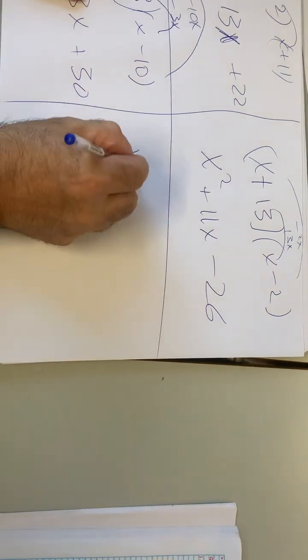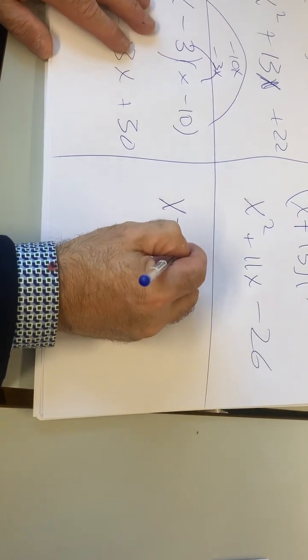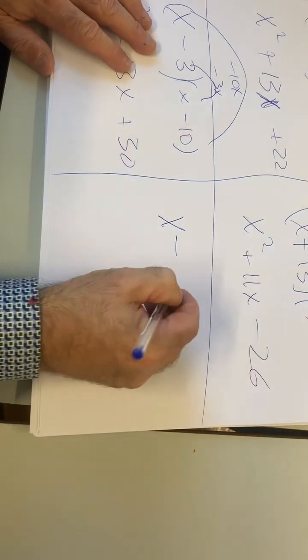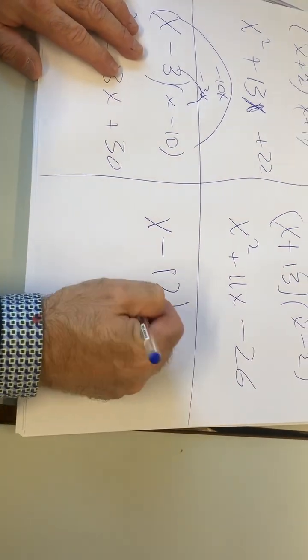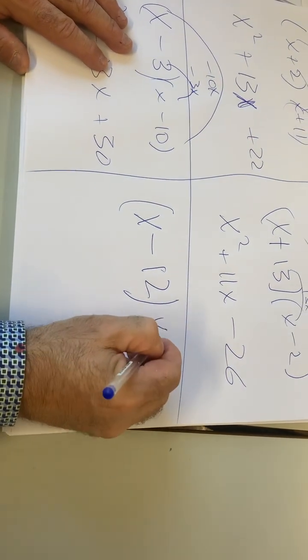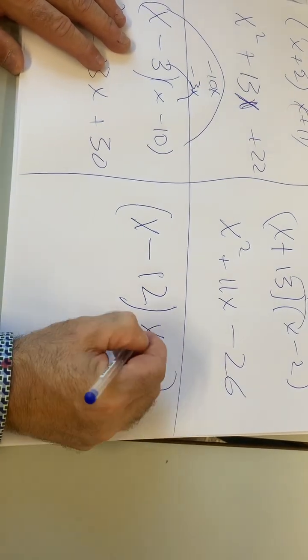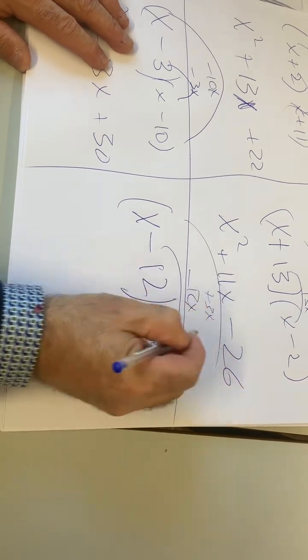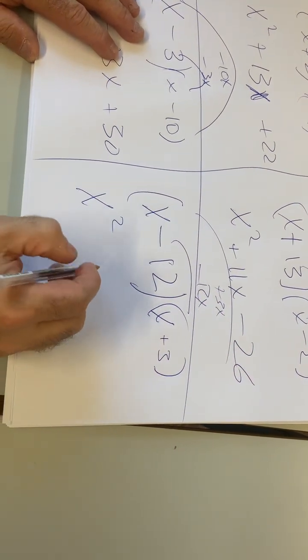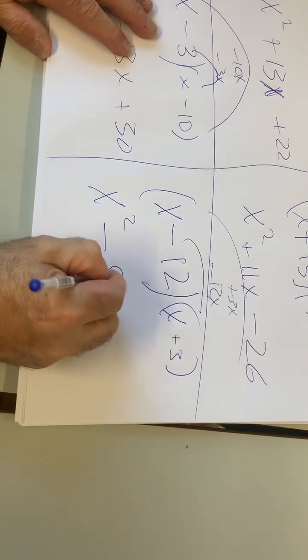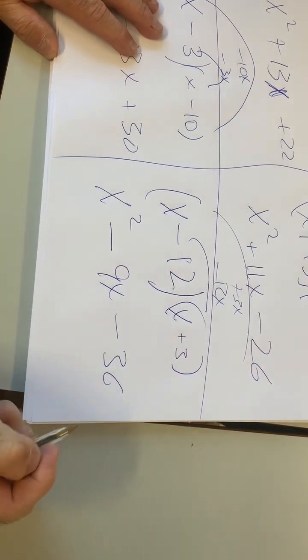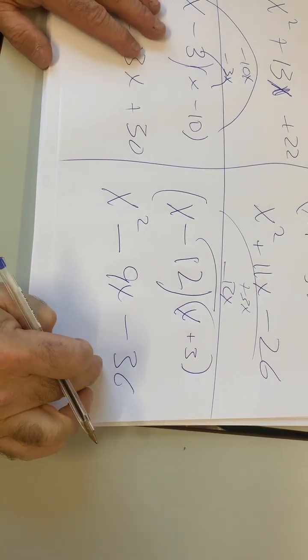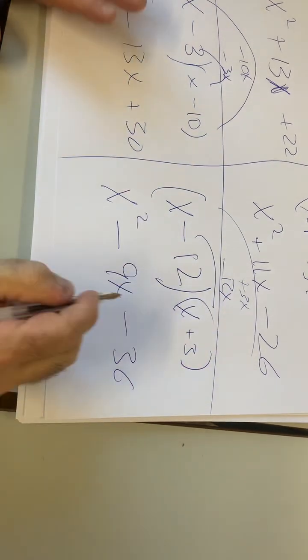Finally, a dominant negative, doesn't matter what it is, 12, a dominant negative and a small positive, mixed again. Negative 12x plus 3x, x squared minus 9x minus 36. You're looking for two numbers that multiply to 36, and that's it, done.